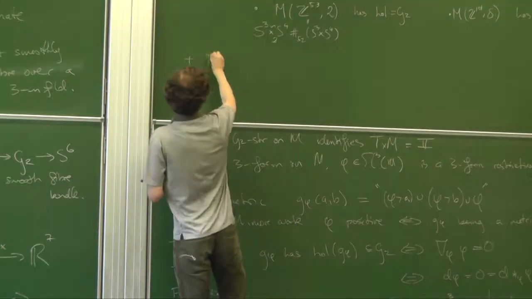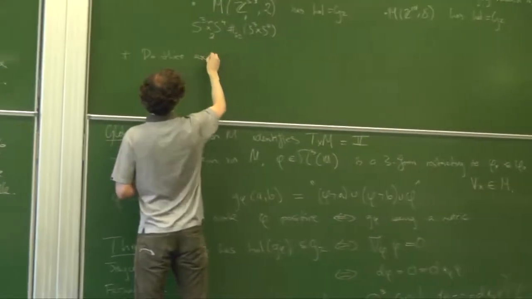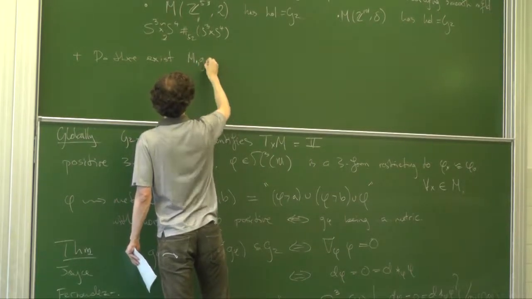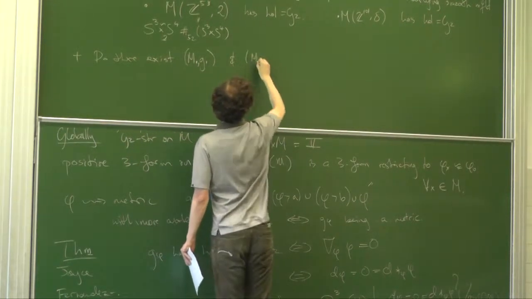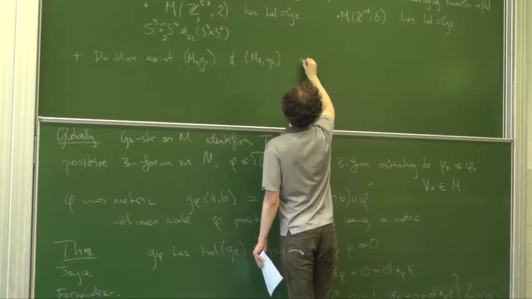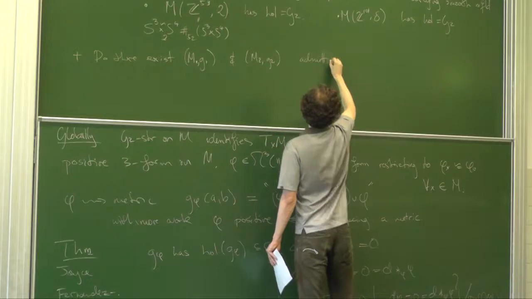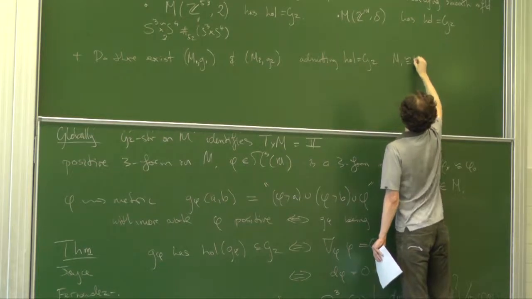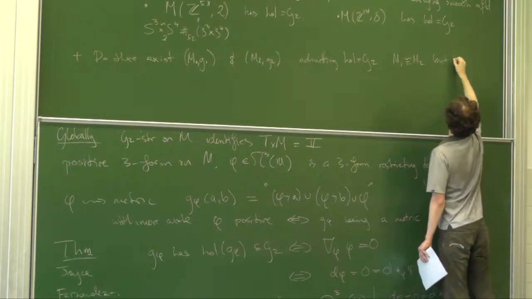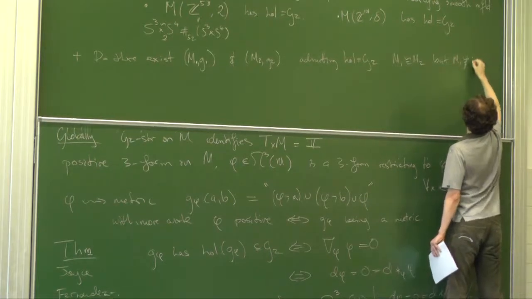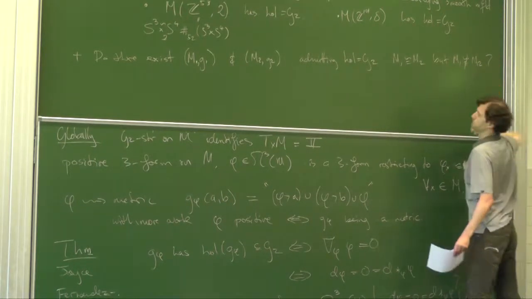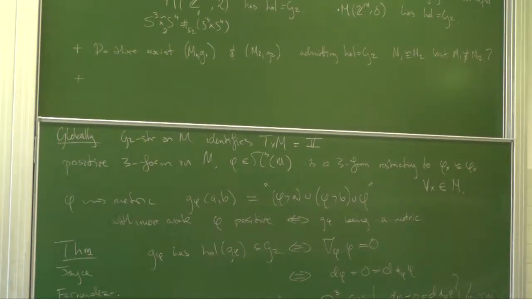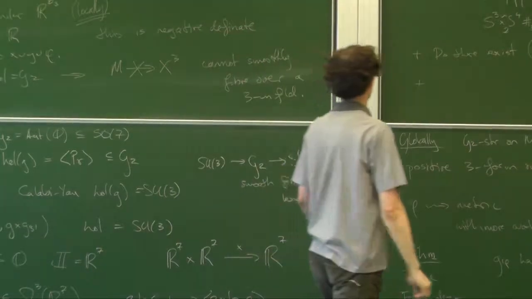So, do there exist exotic G2 manifolds, M1 and M2, admitting full holonomy G2, which are homeomorphic but not diffeomorphic? So that would be one sort of idea of a disconnected moduli space. Just go to the underlying topological manifold and see if there are different smooth structures.